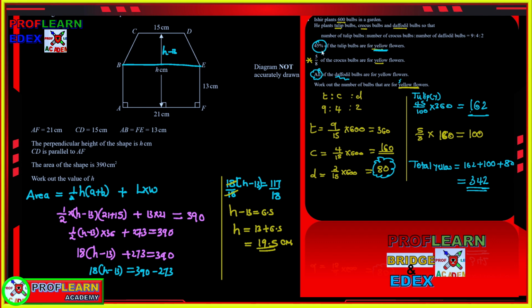We are told that 45% of the tulip bulbs are for yellow flowers, so it will be 45 over 100 times 360, because that was the total here, which becomes 162. And we shall also have 5 over 8 of the crocus were yellow, so it will be 5 over 8 times 160, because crocus were 160. That gives us 100. But we were told that all of the daffodil bulbs were yellow, so we add the 80 here, and that translates to 342.